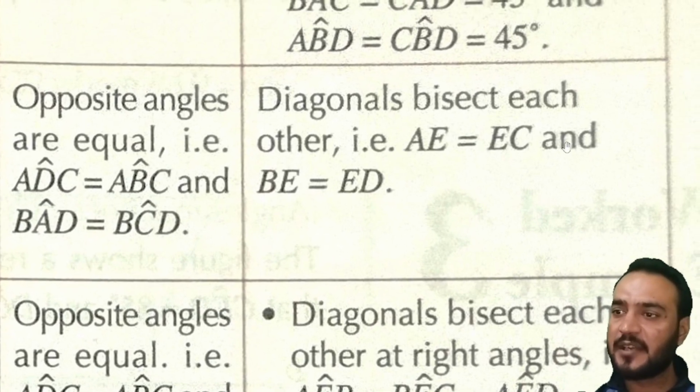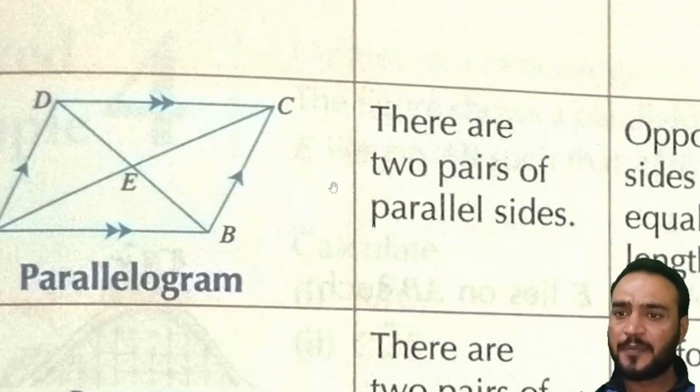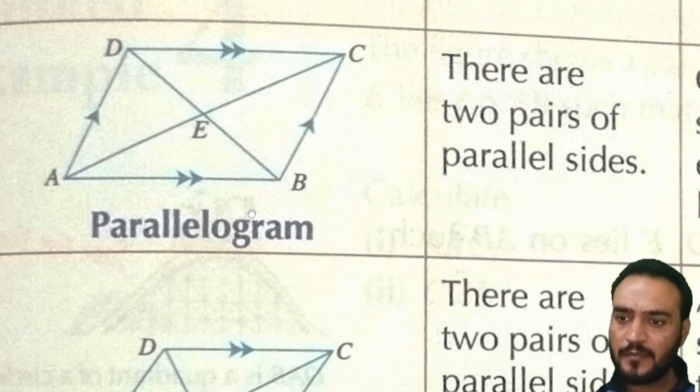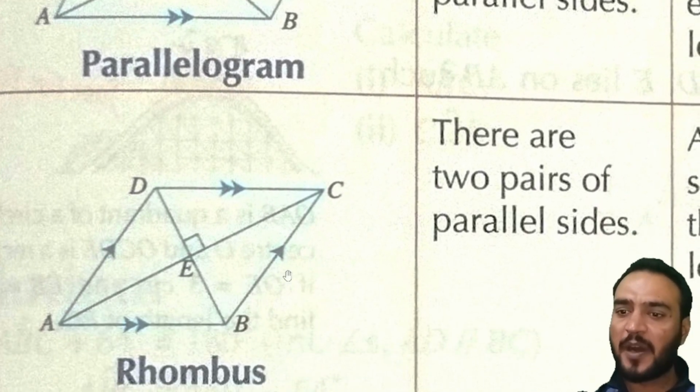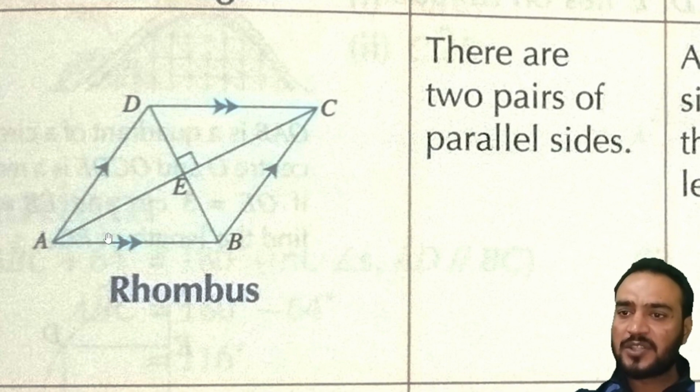Diagonals bisect each other, as I have explained. So this is a parallelogram, a type of quadrilateral. The next type of quadrilateral is a rhombus. In a rhombus, all four sides are equal in length. It means that AB is equal to BC is equal to CD is equal to AD. All four sides are equal in length.